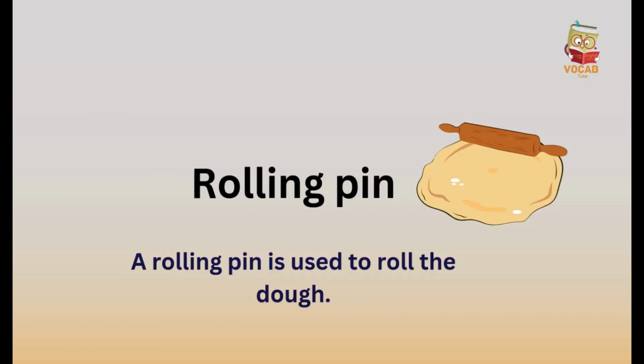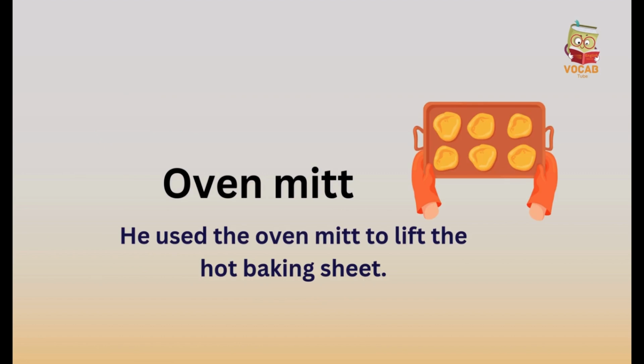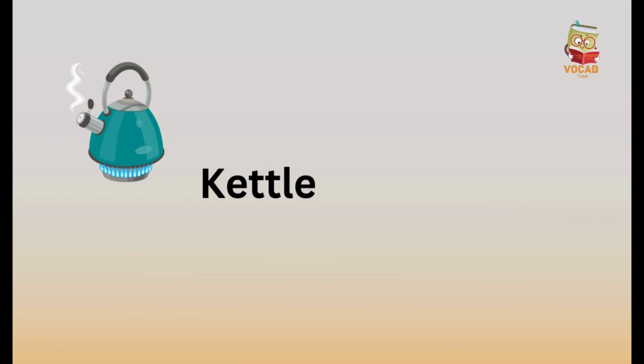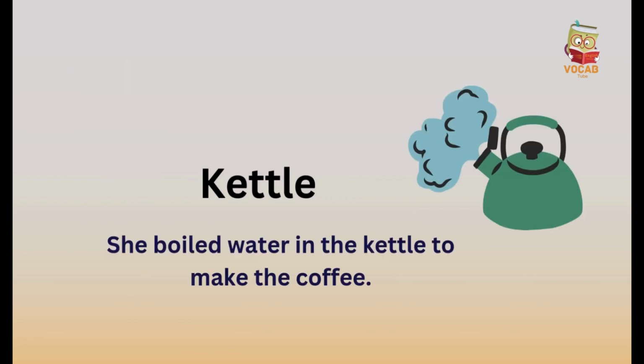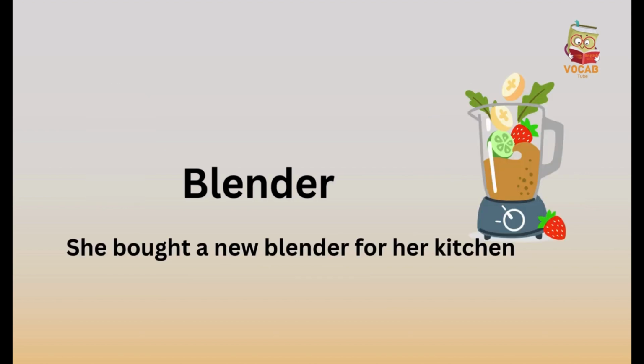Rolling pin. A rolling pin is used to roll the dough. Oven mitt. He used the oven mitt to lift the hot baking sheet. Kettle. She boiled water in the kettle to make the coffee. Blender. She bought a new blender for the kitchen.